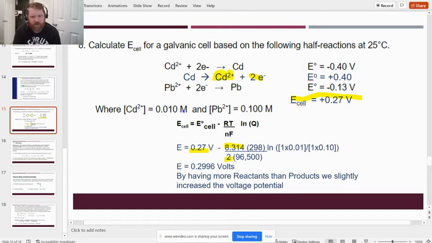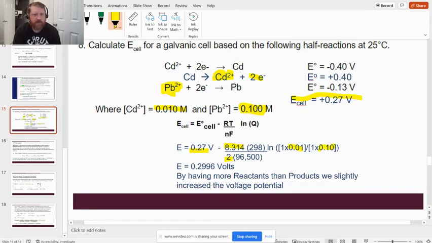Notice it's to the right of the arrow. So this value is a product. It needs to be on top. It's products divided by reactants. Lead ions are on the left side. So lead ions are reactants. Reactants go on the bottom.